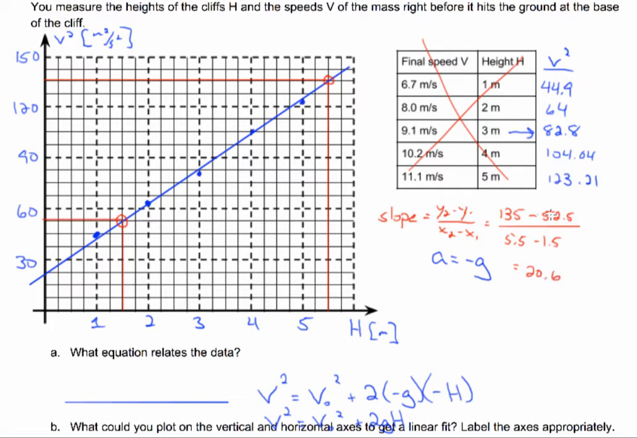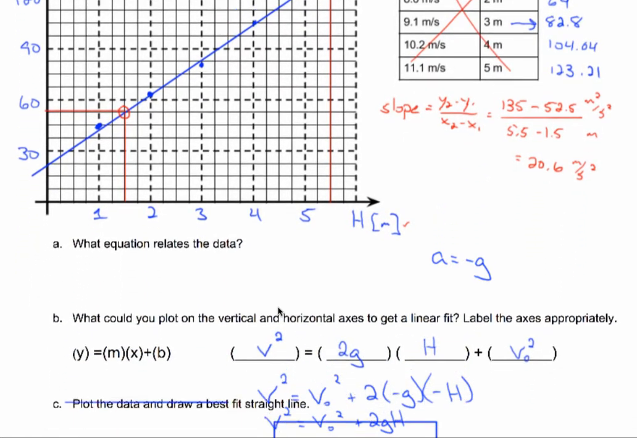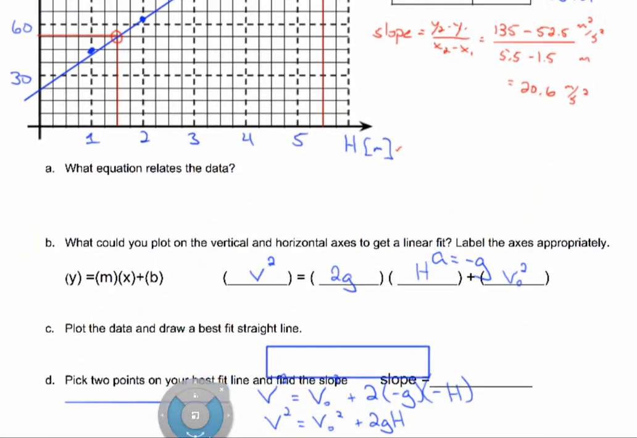I could check my units. The top was meters squared per second squared, because that's what this unit is there. The bottom one is meters. So when I take that and divide by that, what I'm going to get is meters per second squared, and that's good. That's an acceleration. And when I look down at what this was supposed to represent, remember my slope here was supposed to represent 2 times g, 2 times an acceleration. So it's good that I got units of acceleration.